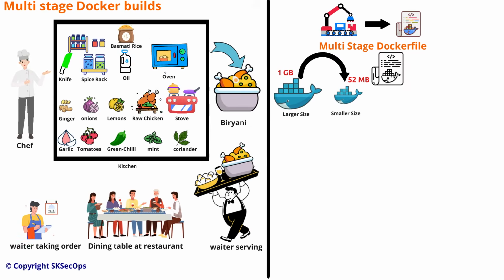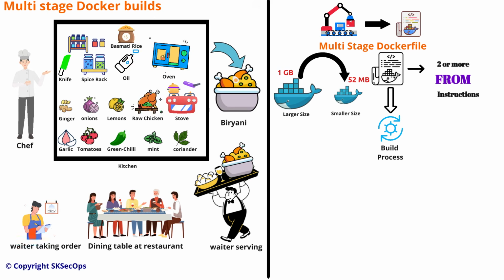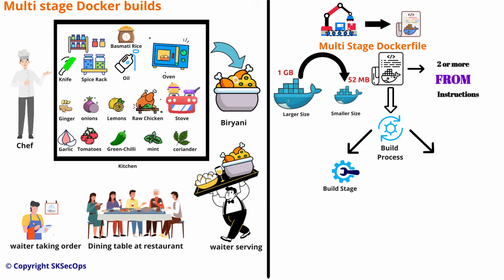How can you identify that a Dockerfile is multi-stage? Whenever you see two or more FROM instructions, then you can say, oh, this is a multi-stage Dockerfile. Whenever you build this multi-stage Dockerfile, here there are two stages. One is the build stage and the other is the run stage.